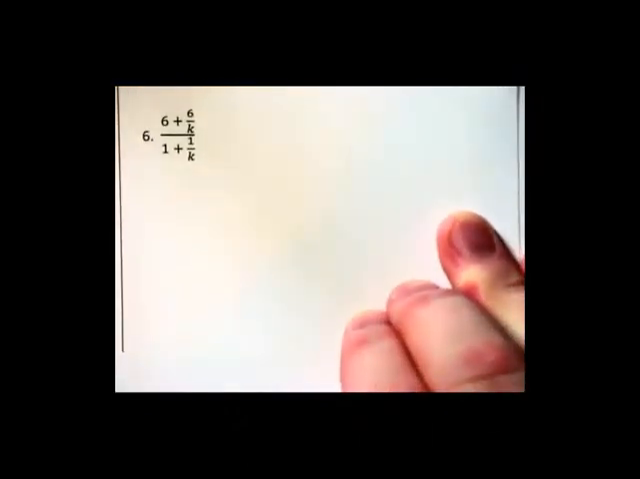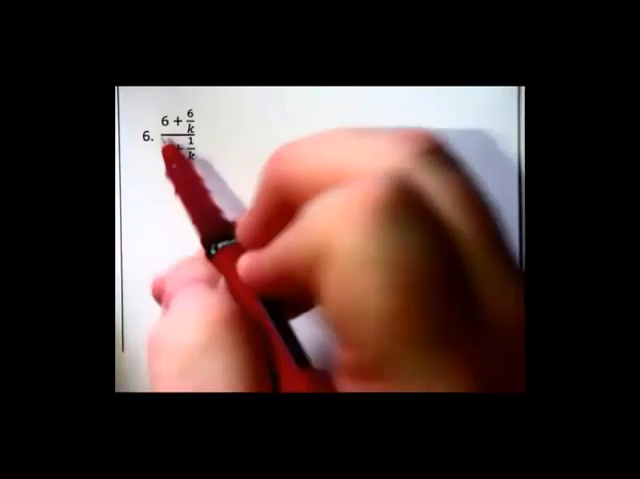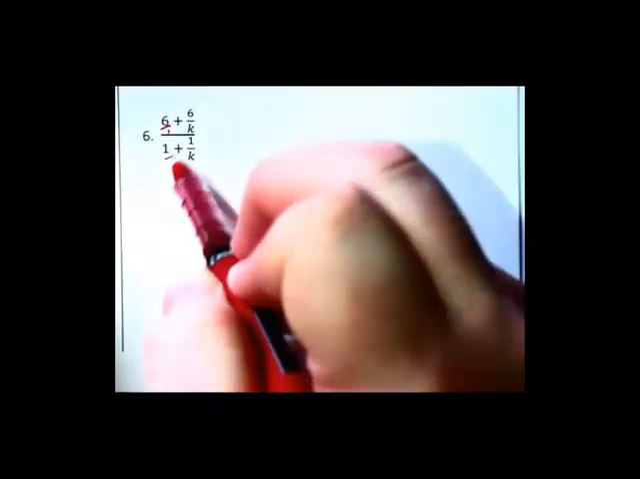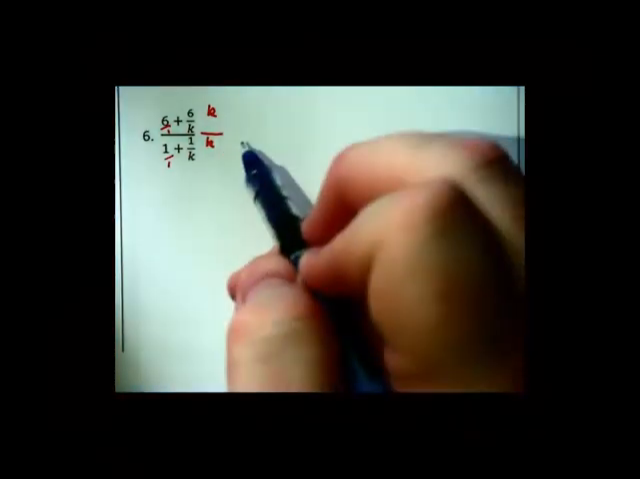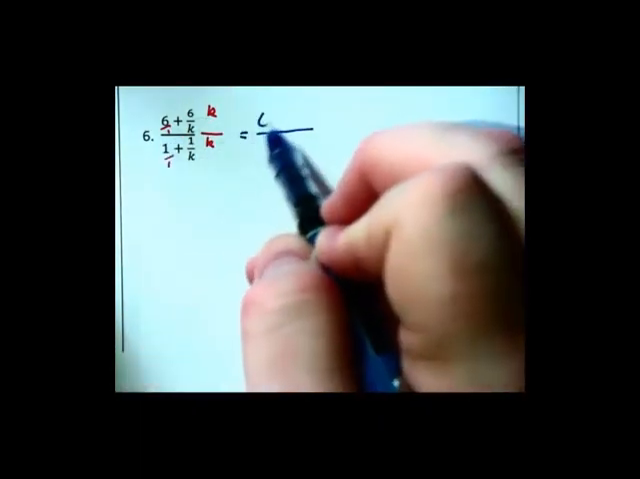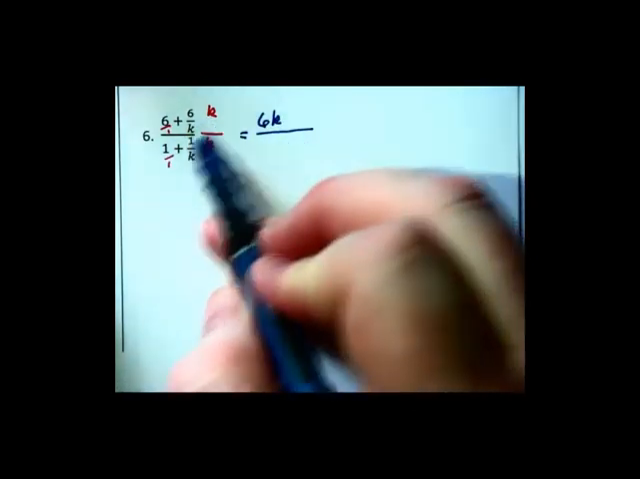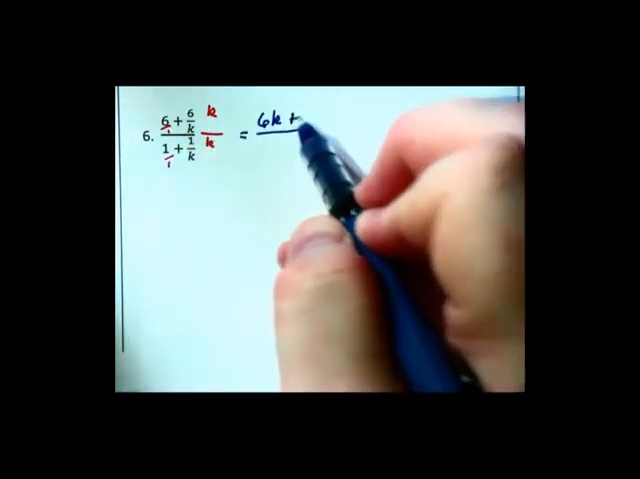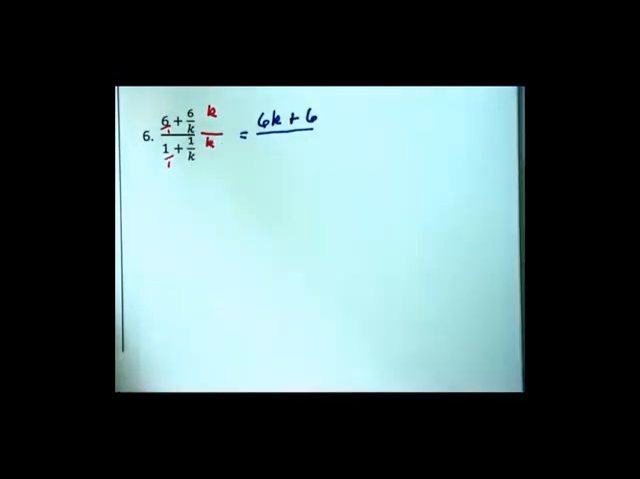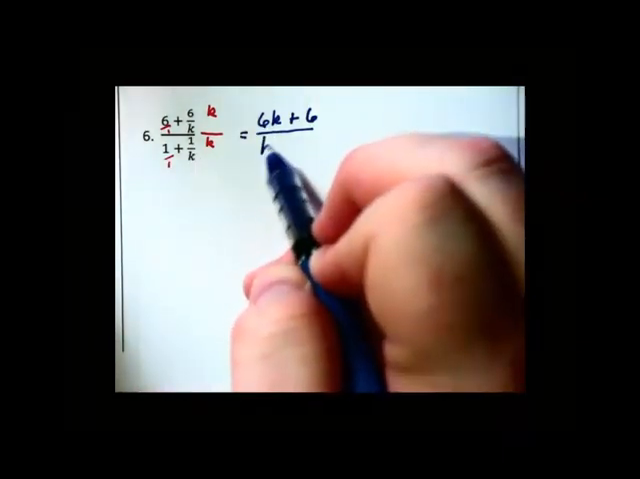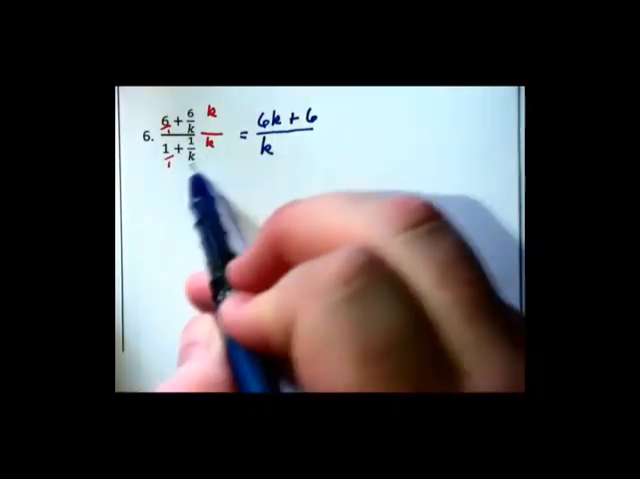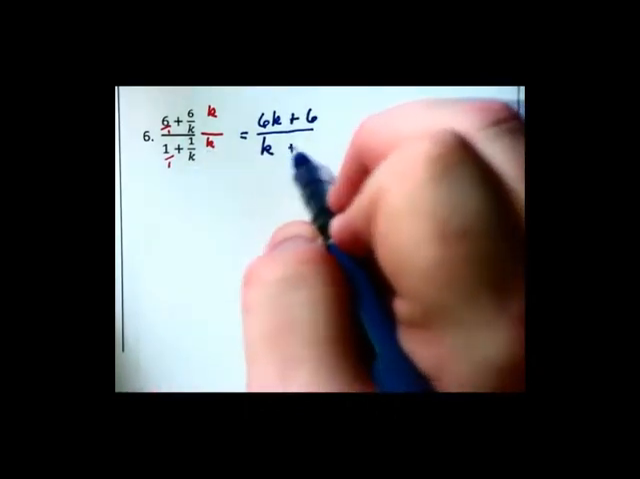Problem number 6. The whole numbers can be written to be over 1. We're going to multiply through by k over k, because k is the least common denominator of the four many denominators. Distributing through, on the top left there's nothing to cancel with, so we have 6 times the k. In the second fraction the k's cancel, so we have plus just the 6 after those k's cancel. In the bottom left corner there's nothing to cancel with, so we have 1 times k, which is k. And in the bottom right corner the k's cancel, leaving plus 1.